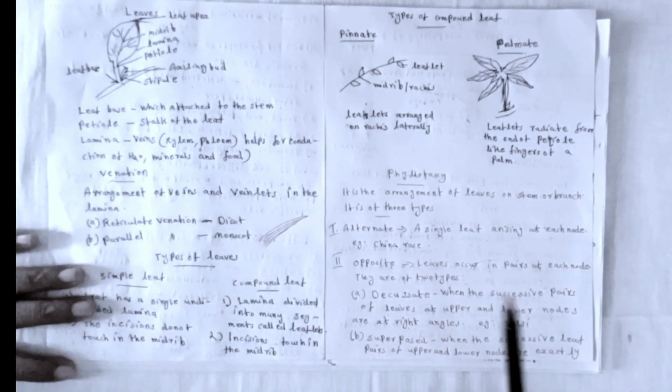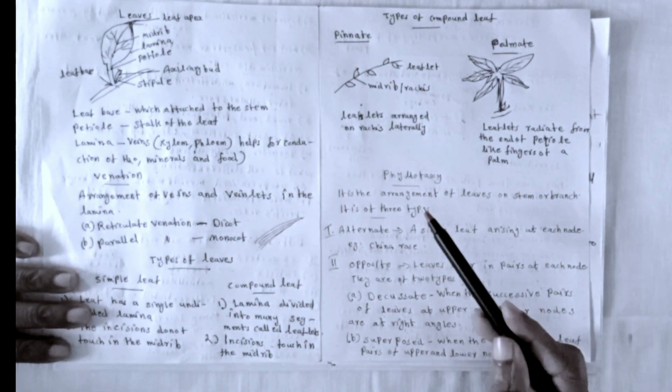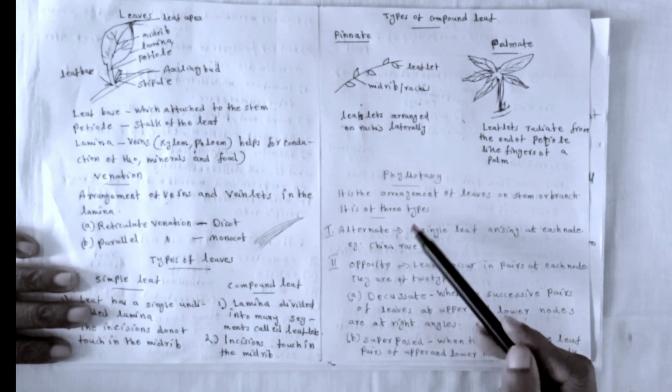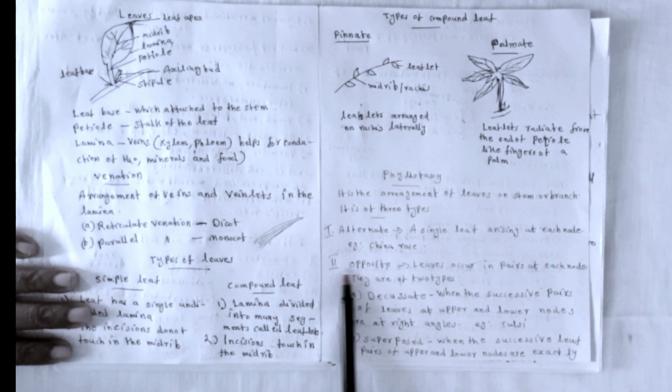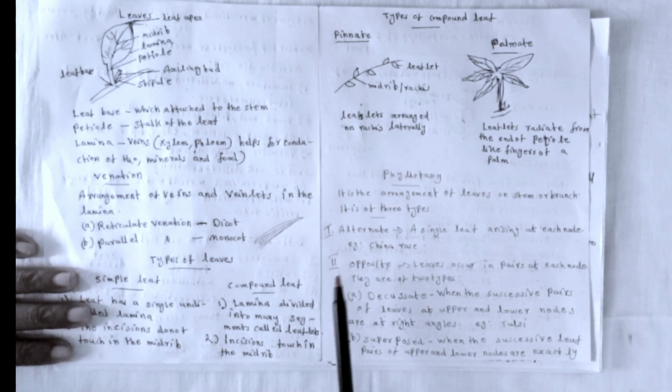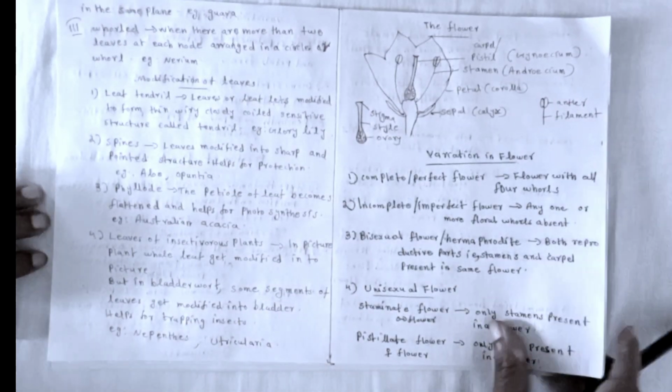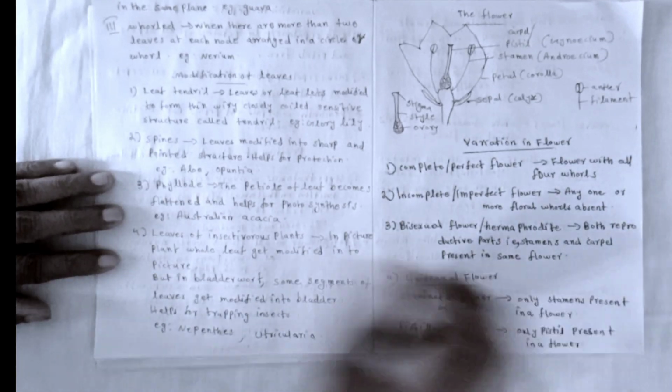Here we add a clear note about phyllotaxy. What is phyllotaxy? Then the alternate phyllotaxy, opposite phyllotaxy, two types. Then the whorled phyllotaxy.